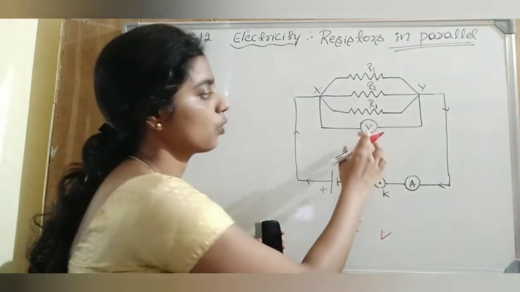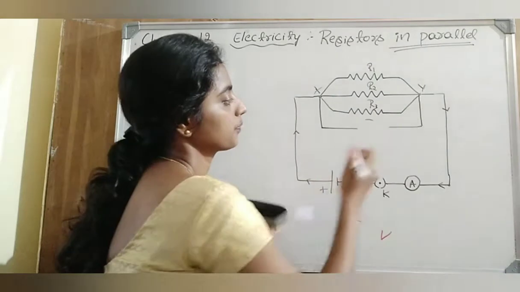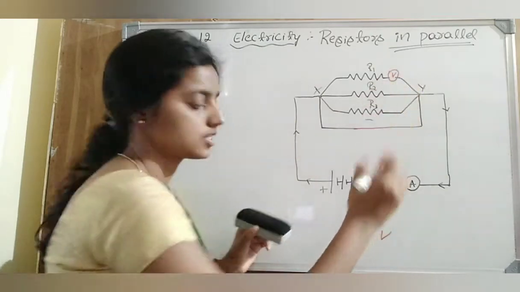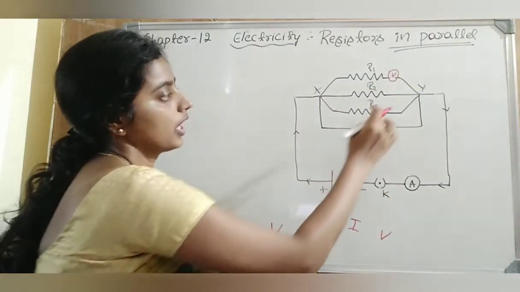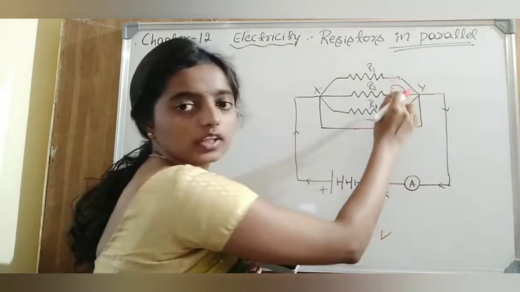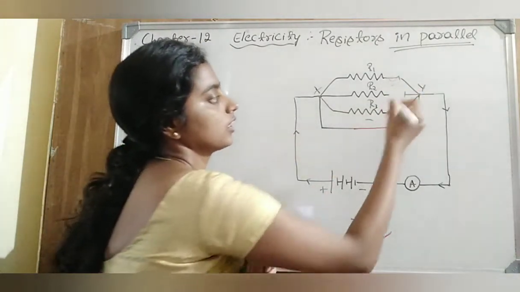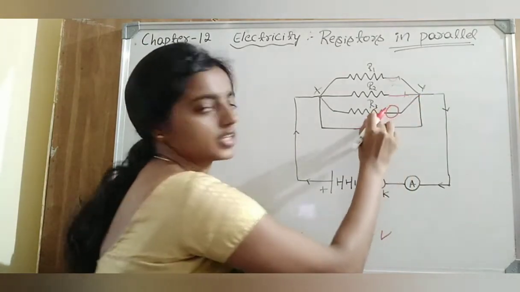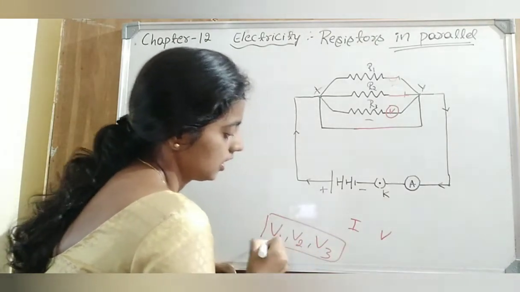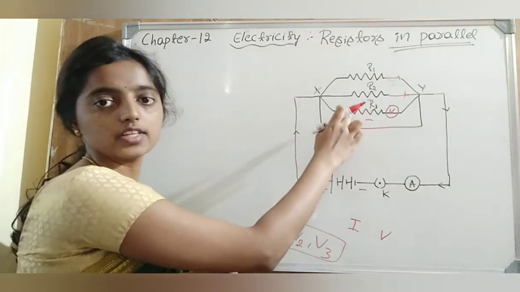The next step is we'll take the voltmeter reading across each individual resistor. So what happens if you connect it to the first resistor, we got some value, let it be V1, and when we place the voltmeter in the second resistor, we got the same value, let it be V2. And when we connect the voltmeter in the third resistor, again we got the same value. That indicates all the three resistors have the same potential difference value.